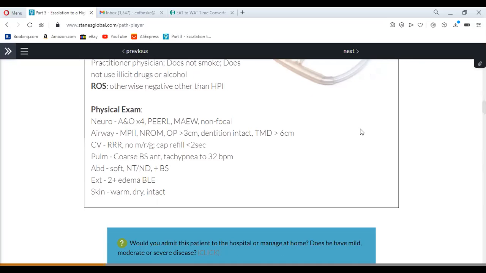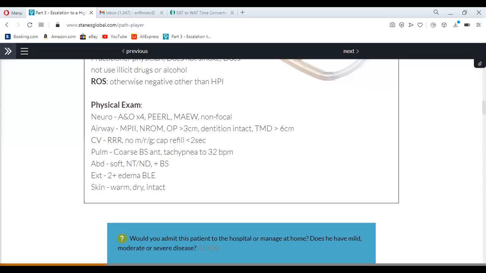And the chest, he has coarse breath sounds anteriorly, and is tachypneic at that time, 32 breaths per minute, sorry. And abdomen is soft, non-tender, and non-distended. The bowel sounds were heard. And there is edema bilaterally at the extremities. The skin was warm, dry, and intact.